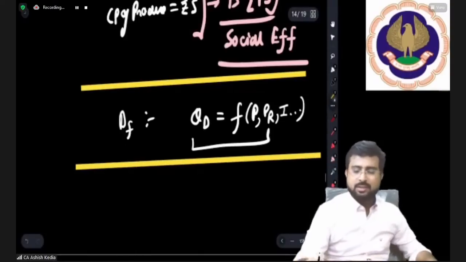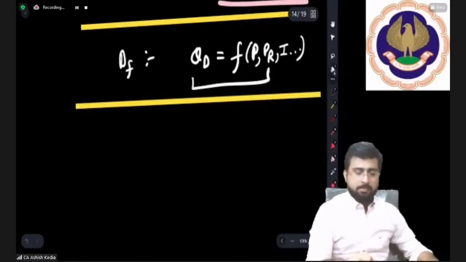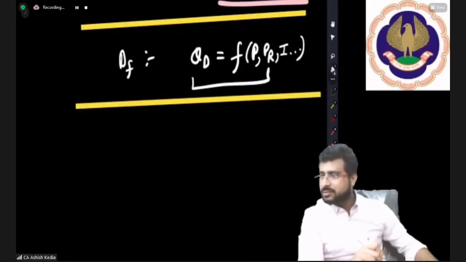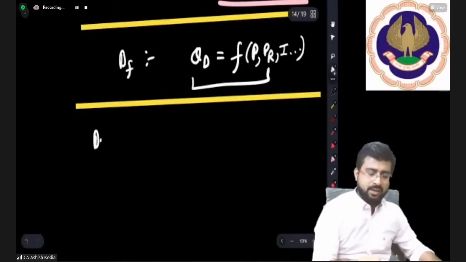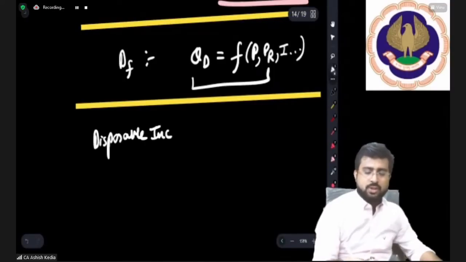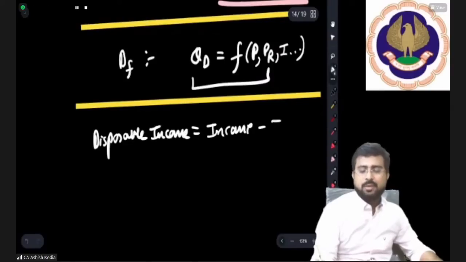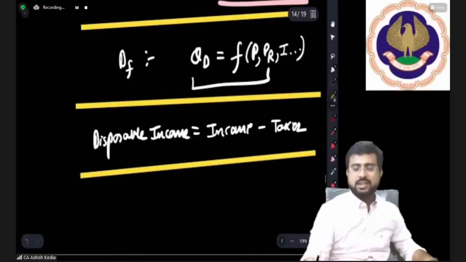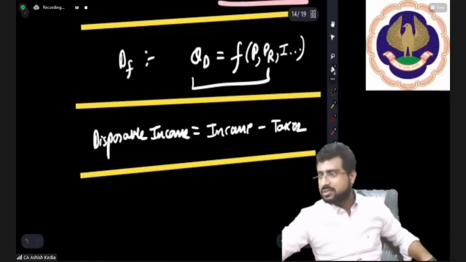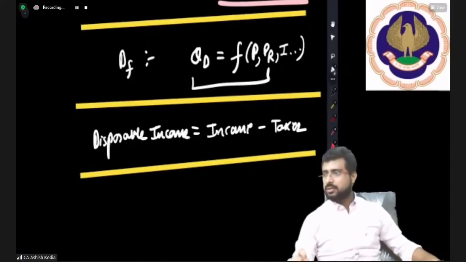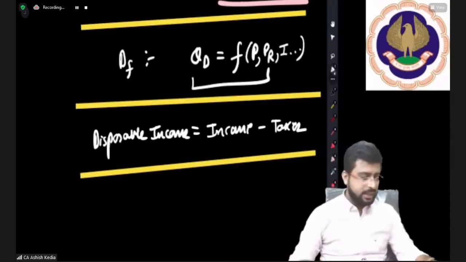Next, you were asking the meaning of disposable income. Pay attention, everybody. Now we talk about disposable income. Disposable income means income available to spend. That is income minus taxes. Income minus taxes, that is disposable income, friends. Okay, correct. You all are absolutely correct.